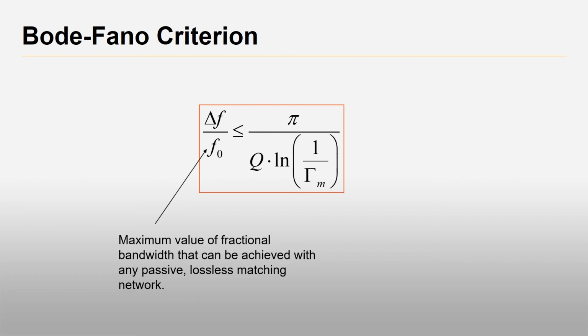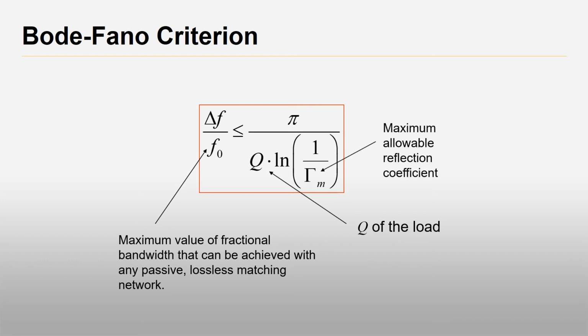Delta F over F0 is the fractional bandwidth that can be achieved with any possible passive lossless matching network. Q is the Q of the load, and gamma m is the maximum allowable reflection coefficient. Keep in mind that this sets the limit. In practice, any actual matching network will not be able to exceed the limits imposed by the Bode-Fano criterion, and in many cases will fall far short of what this criterion predicts.